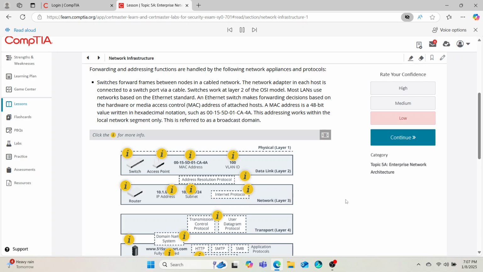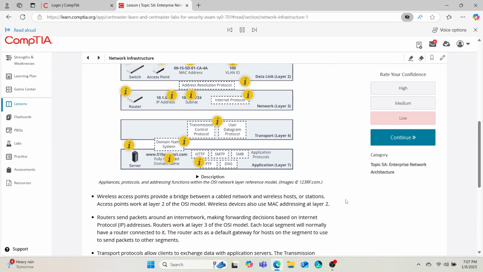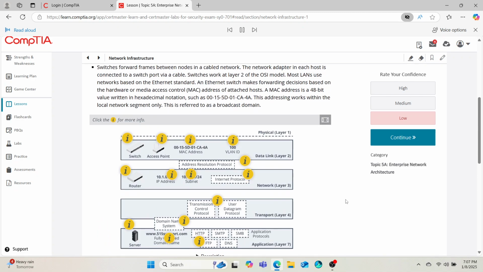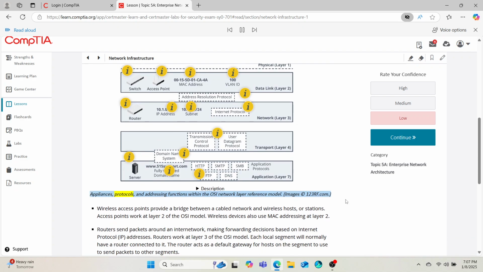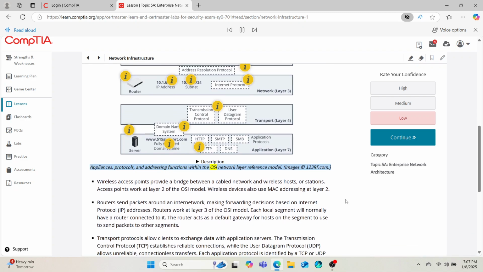The transport layer includes Transmission Control Protocol and User Datagram Protocol. The application layer includes a server and application protocols such as HTTP, SMTP, SMB, FTP, and DNS. It has a fully qualified domain name, www.515support.com. Domain Name System overlaps the transport and application layers. Appliances, protocols, and addressing functions within the OSI network layer reference model. Images copyright 123rf.com.